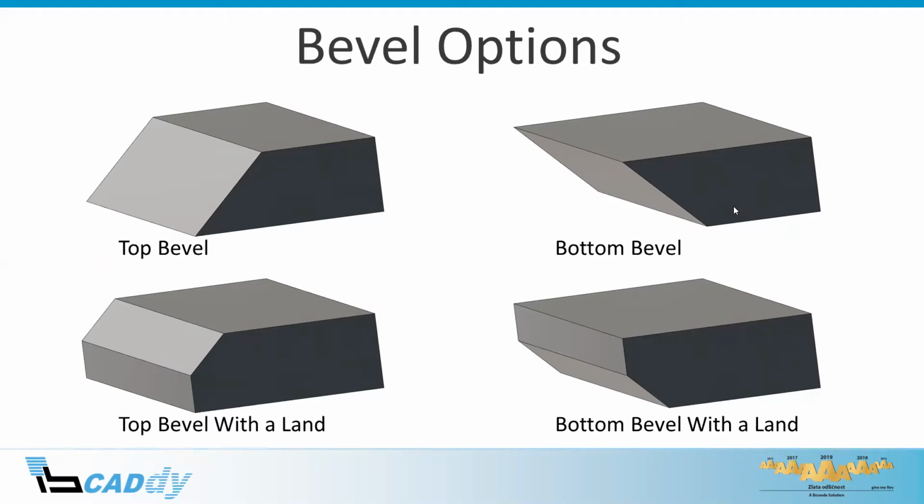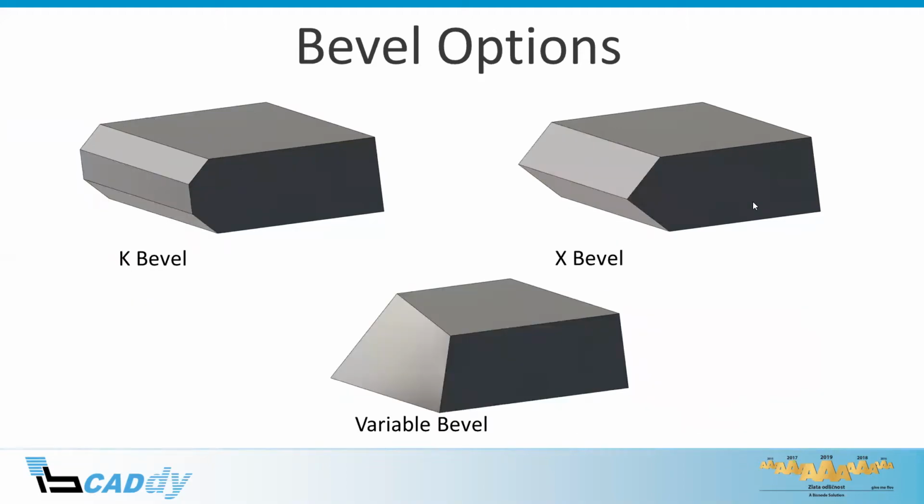In SigmaNEST, we can also program advanced bevels. Some advanced bevel options include the X bevel, obtained by mixing a positive and a negative V bevel on the same edge. The K bevel, similar to the X, but with an additional straight portion for a total of 3 cuts on the same edge. And the variable bevel, when the angle value changes while cutting the same border.